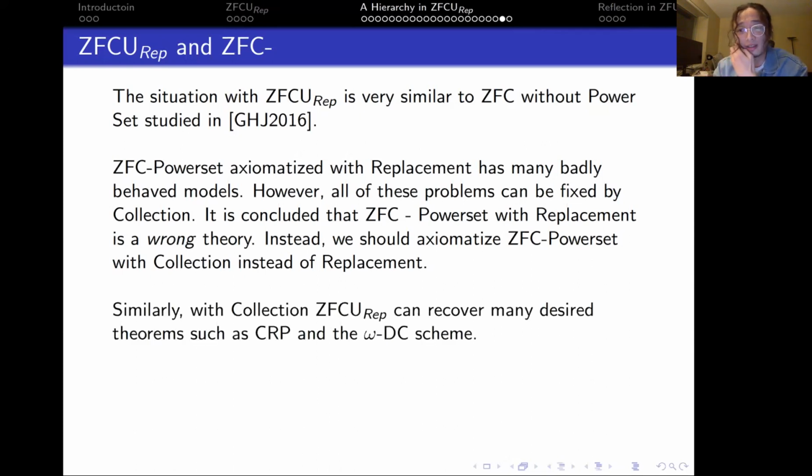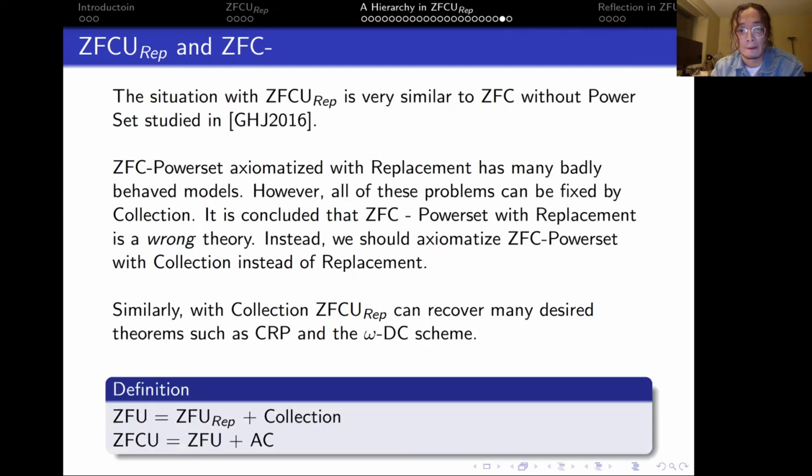So here we might say the same thing to set the ZFCU, right? Because given that diagram, we know that with collection, ZFCU with replacement can recover many desired theorems, such as the complete reflection principle and the omega dependent choice scheme. So I would like ZFU to denote this weak theory with collection, and ZFCU would be ZFU with AC. This is the theory we'll be using later.